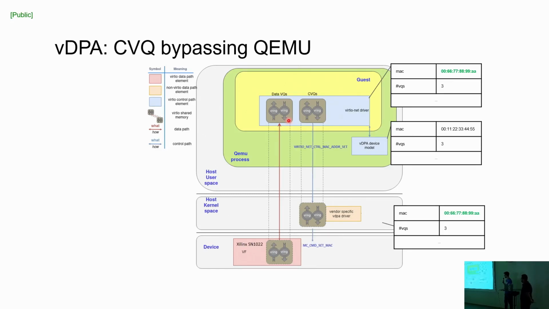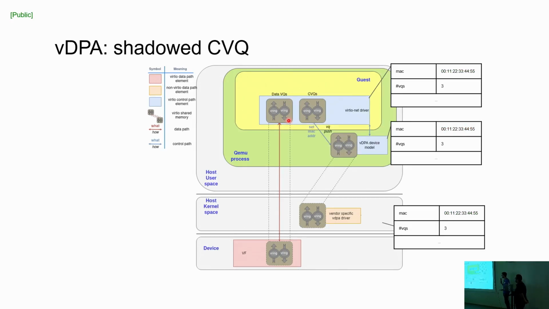For example, if the guest tries to change the MAC address, the guest is updated, the device is updated, but QEMU is not aware of this change. So it will send a bad configuration to the destination, and the guest will see this change in the configuration suddenly. So the solution, as with many other problems, is to add a new layer of indirection.